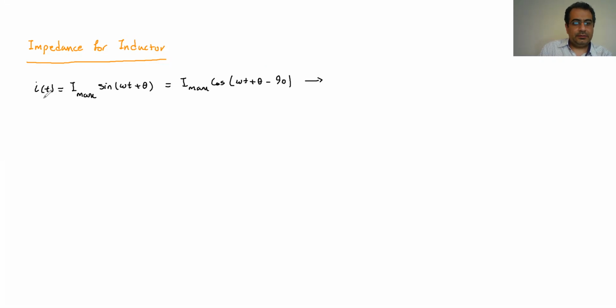And then, let me put the L here so I know it's for the inductance. I would write it as a phasor. So it's going to be I_L, the current in the inductance, is going to be I max with the angle of theta minus 90. So this is what we are going to have as the current. This is the phasor of the current in the inductance.